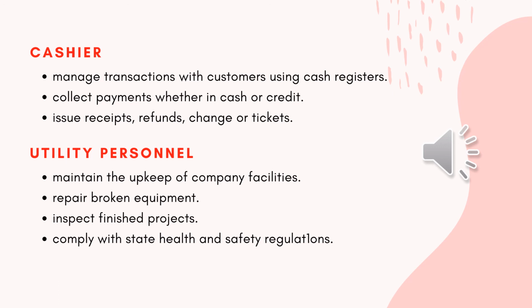And the next member of the administration department is the utility personnel. He maintains the upkeep of company facilities, repair broken equipment, inspect finished projects, comply with state health and safety regulations. The utility personnel is sometimes called the office boy. So all of the nitty-gritty is being handled by utility personnel. Also, they should be knowledgeable with all the facilities, equipment in the office, or of the overall operations in the travel agency.